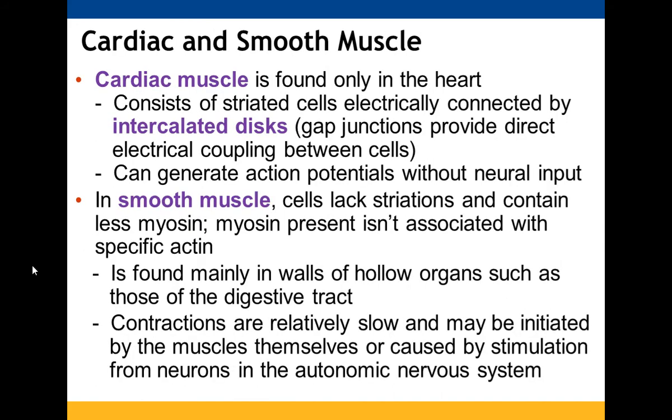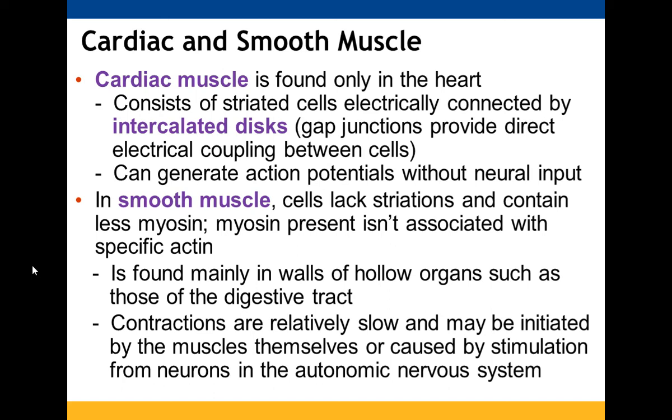Cardiac muscles are found only in the heart, striated cells that are connected by intercalated discs. We discussed that gap junctions are able to provide coupling between cells. Again, the left ventricle and the right ventricle, the left atrium and the right atrium. They're able to generate action potentials without neural input. That's why the heart can keep beating even if the brain has stopped.